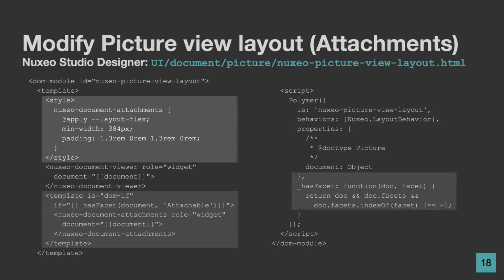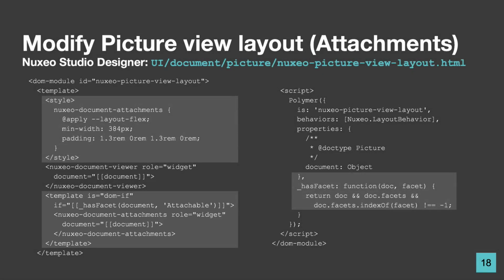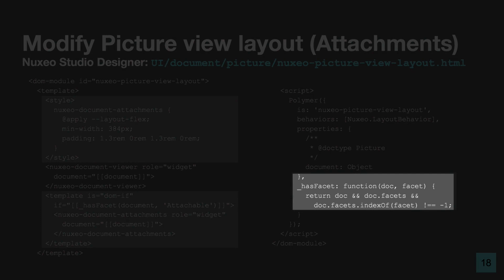And then we're calling a template here that says, if we actually have this attachable facet, then we display the relevant element to display those, the links in the UI. And then within the polymer section, we define our custom function here, which has facet, which is based on the document itself and the facet that we're passing in.